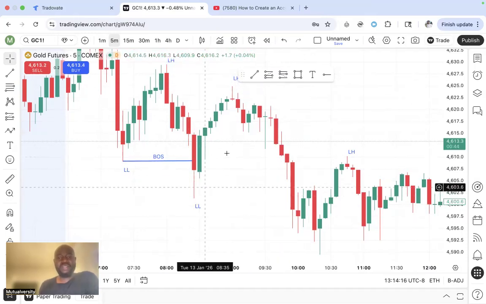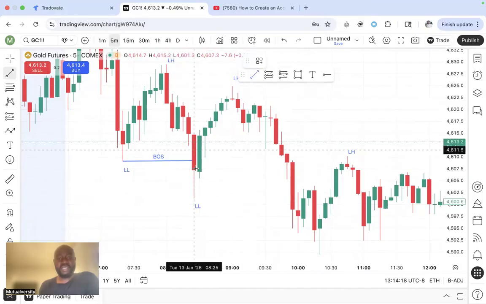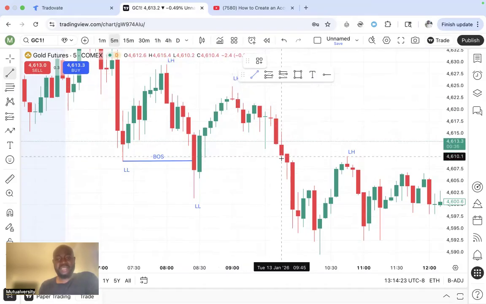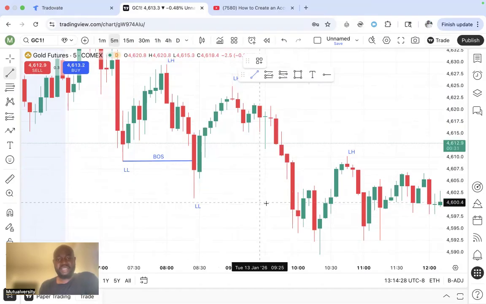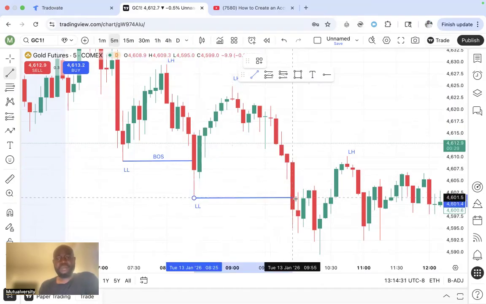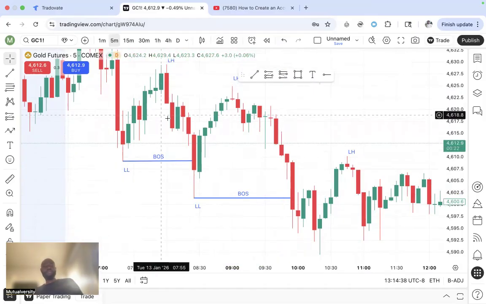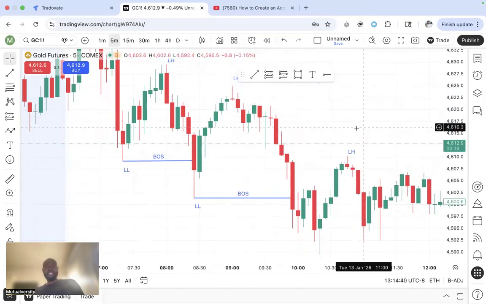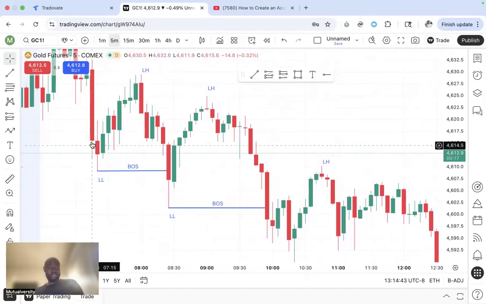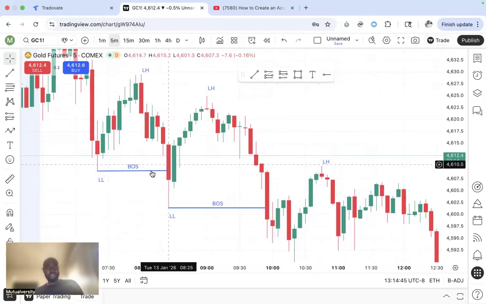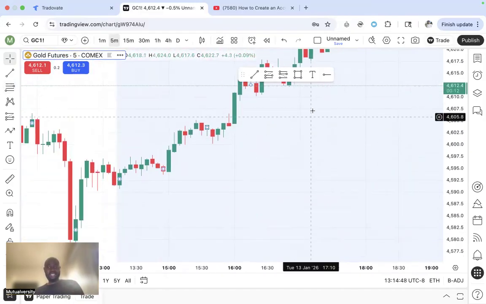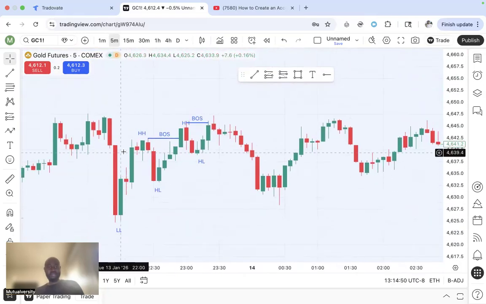Every time it breaks a lower low, that becomes a break of structure. So price created a lower low, then it went up again, then it came down. As soon as it went past this area, it broke structure. So it's confirming to us that price is continuing on the downside. In a downtrend, it breaks the most recent swing low or lower low, and in an uptrend, it keeps breaking the most recent higher high.